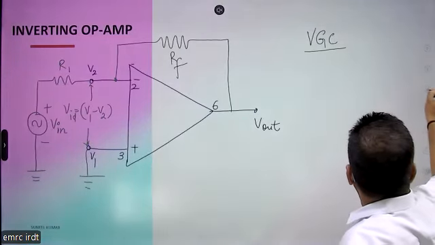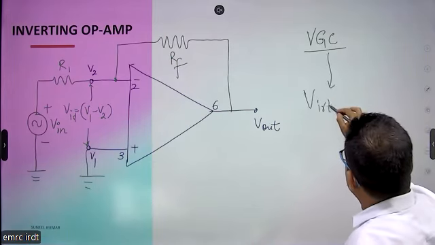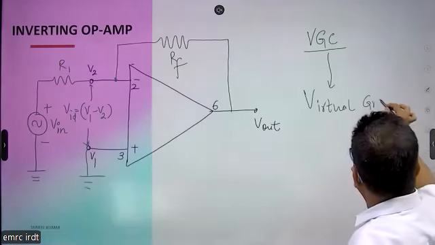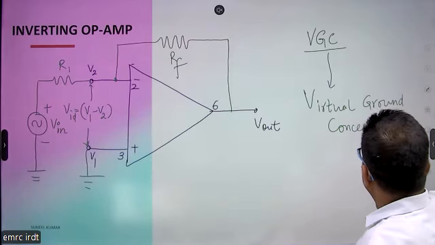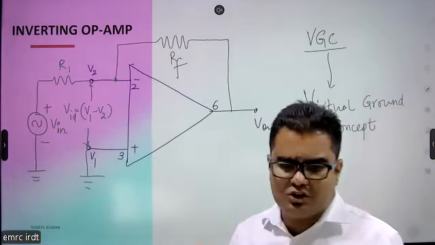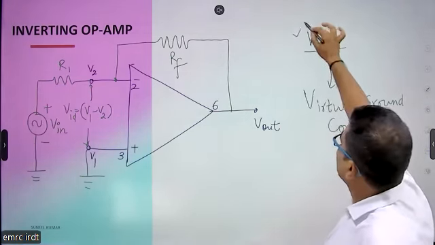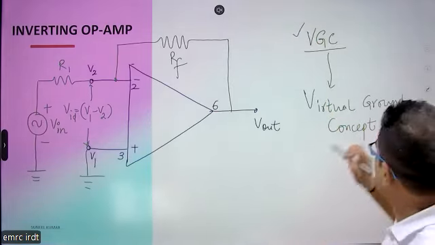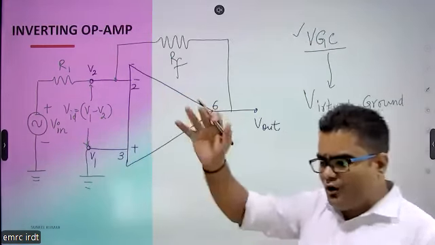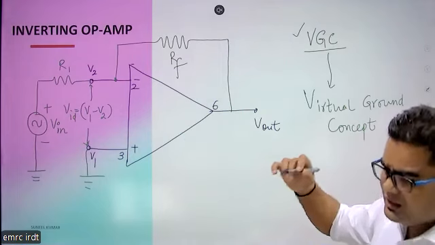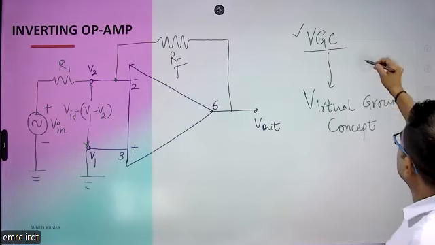This is called the virtual ground concept. For doing analysis of any kind of amplifier in closed loop configuration, we must be aware of the virtual ground concept. After that, we will do the analysis of this circuit, meaning we will calculate the output voltage of the inverting operational amplifier. Then we will calculate the output for the non-inverting amplifier. So what do you mean by virtual ground concept?